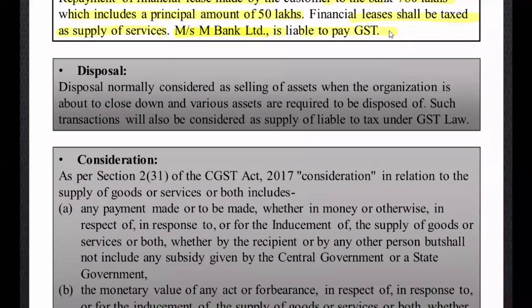Now disposal. No example. Disposal is normally considered as selling of assets when the organization is about to close down and various assets are required to be disposed of. Such a transaction will also be covered as supply liable to tax under GST law. Disposal is also a kind of sale, but in a different situation: closure of business, liquidation, winding up. In that case, the assets are disposed of. Otherwise, it's always a selling or transfer stage.